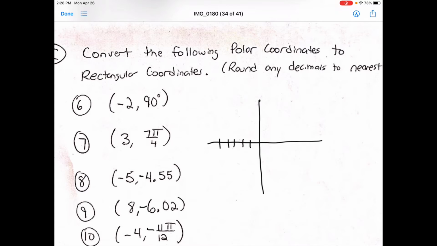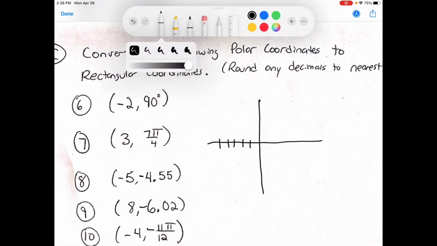So we're starting at -5 and we're going clockwise in my pen, going in that direction right there. We just got to figure out how far we need to go. And so what we're going to do is convert 4.55 to degrees to figure out how far we need to go. So 4.55 times 180 over 3.14.